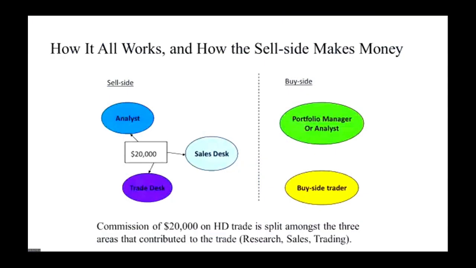Now you can see it. Now the commission, remember they've added $0.04. Now look at it. The commission of $20,000 on the trade is split among the three areas which contributed to the trade: research, sales, and what? Trading. So this is how it works.